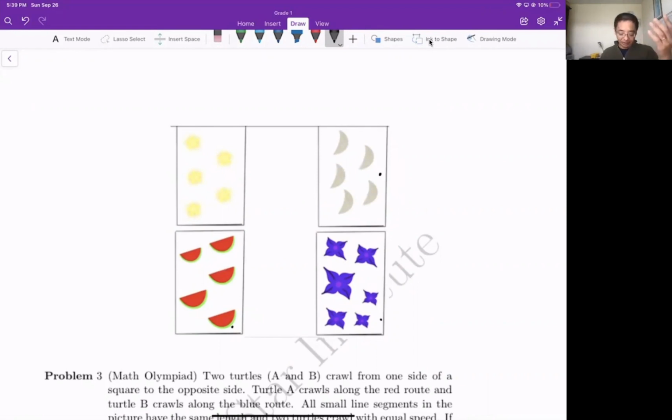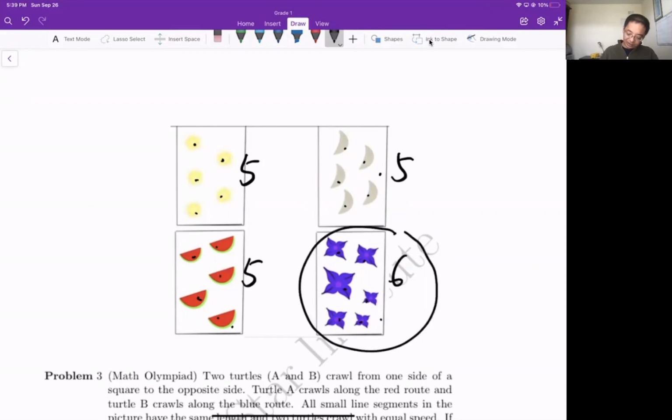All right, so let's count them. Here, how many do we have? 1, 2, 3, 4, 5. So it's 5 stars. 1, 2, 3, 4, 5, 5 moons. And 1, 2, 3, 4, 5 pieces of watermelon. And here we have 1, 2, 3, 4, 5, 6. This one has 6 flowers, which is different from the other 3 pictures. So the answer is the flower picture.